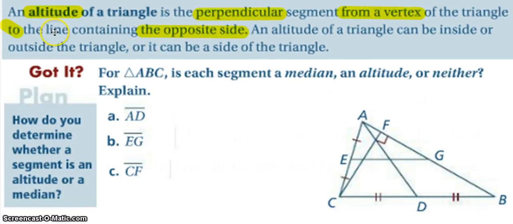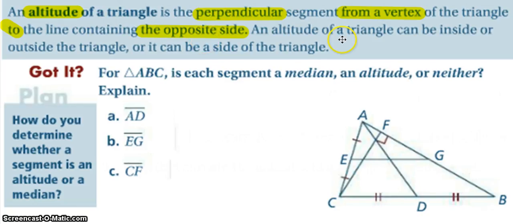Now we're going to start talking about an altitude of a triangle. When you think of altitude, what you probably think of is how high something is in the air, like the altitude of a plane. That is very similar to what you want to think of, because we're thinking about perpendicular distance, or the perpendicular line. So it's the perpendicular segment from a vertex to the line containing the opposite side. That's a little bit confusing, to the line containing the opposite side.